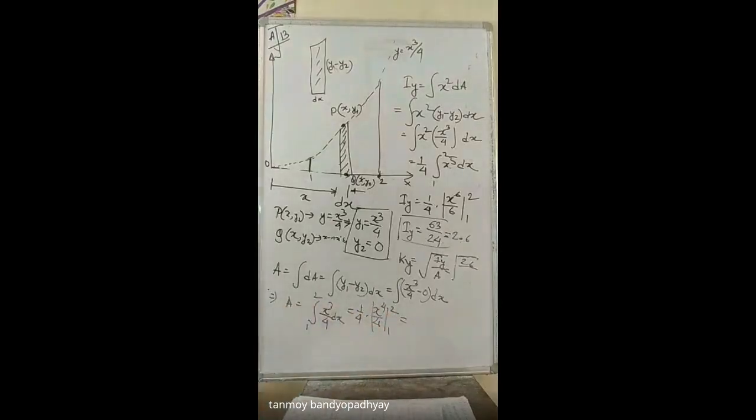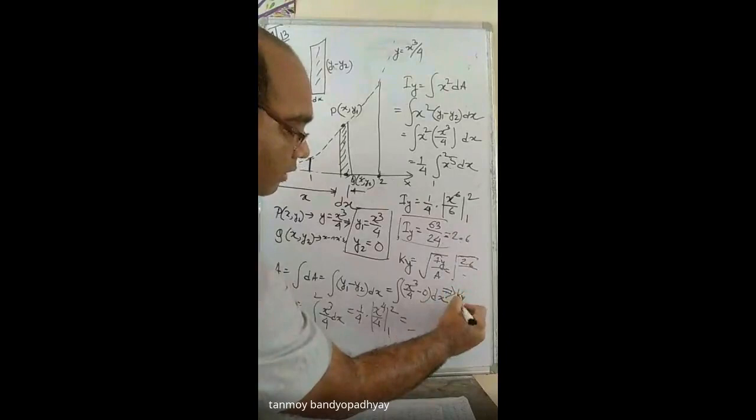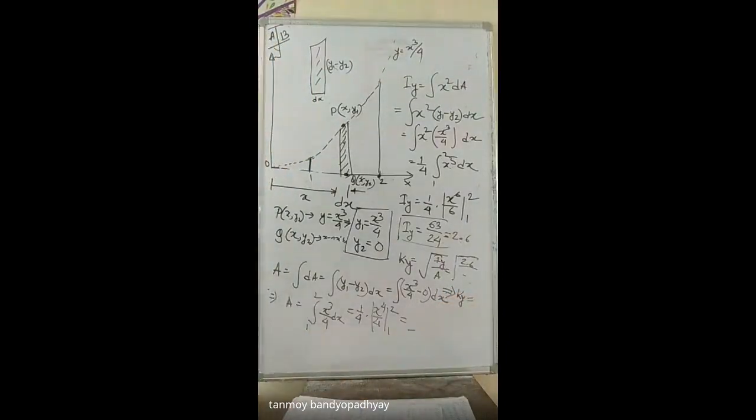Whatever is the value of A you are getting, you put it here and calculate the value of ky. So ky is the rectangular radius of gyration. Okay, sir?